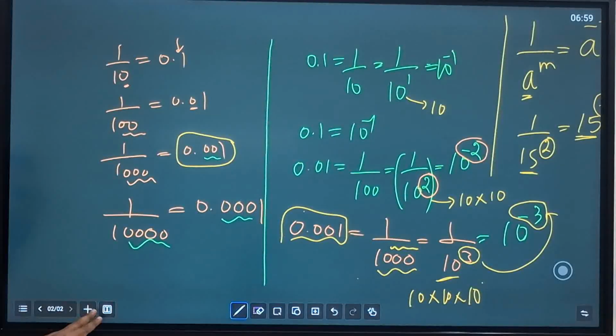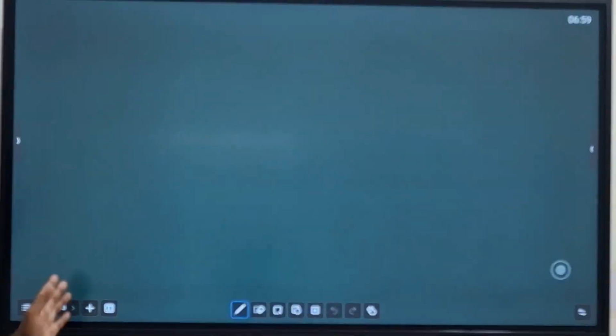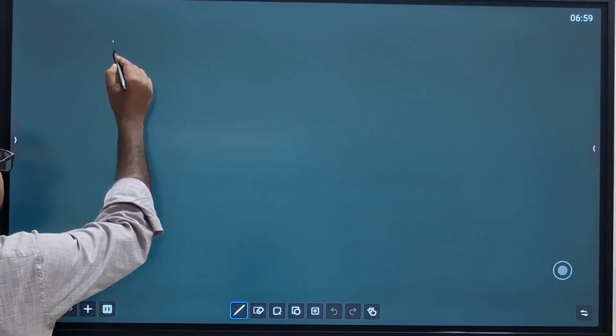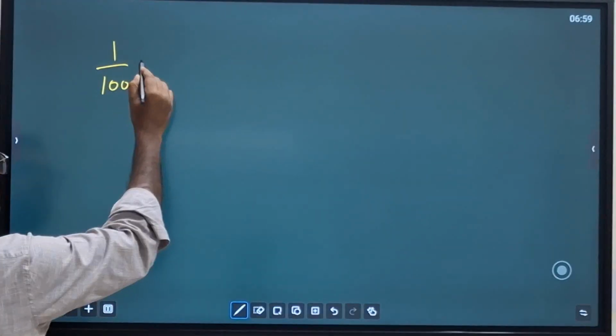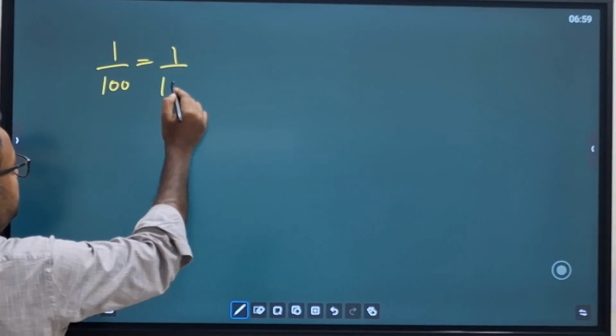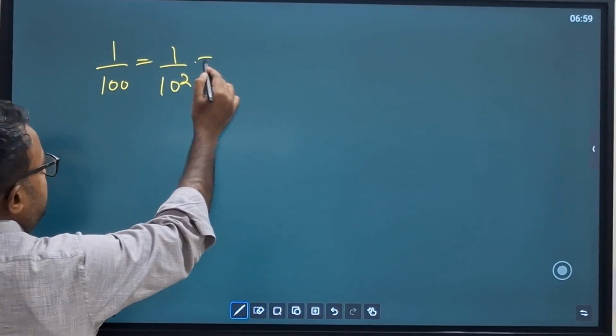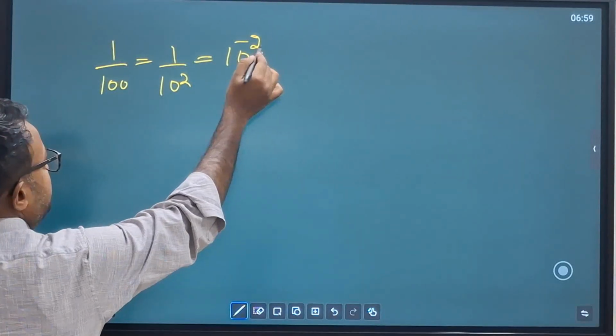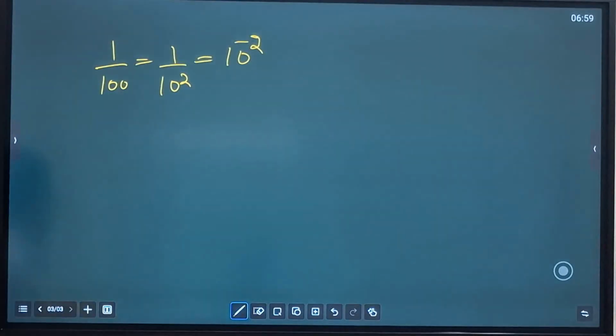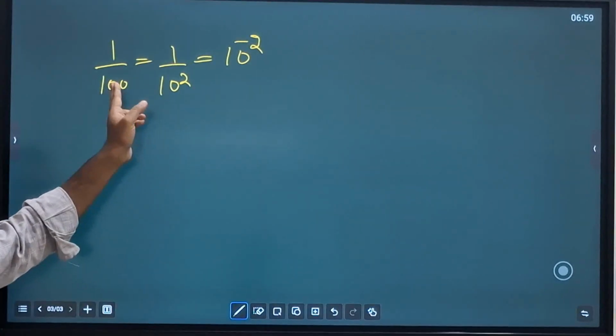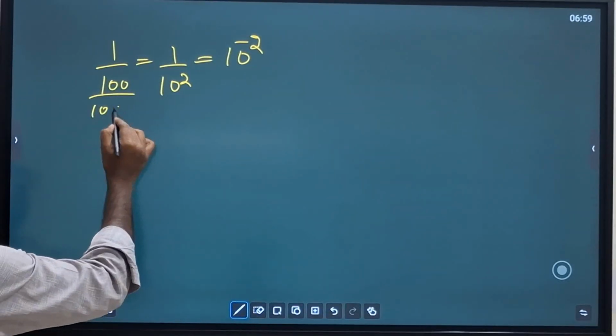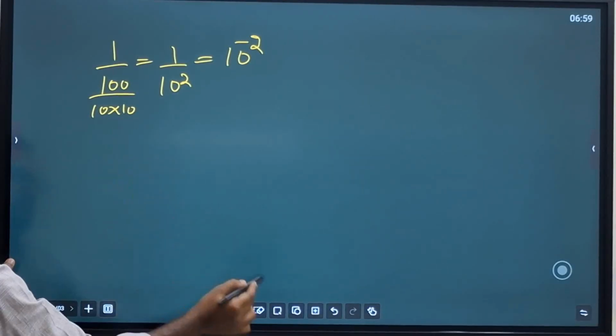So now let's see the continued part. We just said, let me take 1 by 100. 1 by 100 is 1 over 10 square, which is nothing but 10 power minus 2. So far we are good. 1 by 100 is 1 over 10 square. So 100 means 10 into 10.